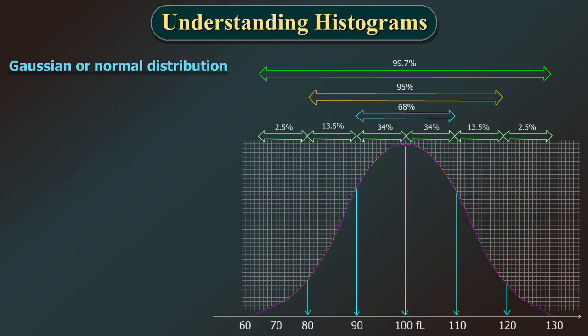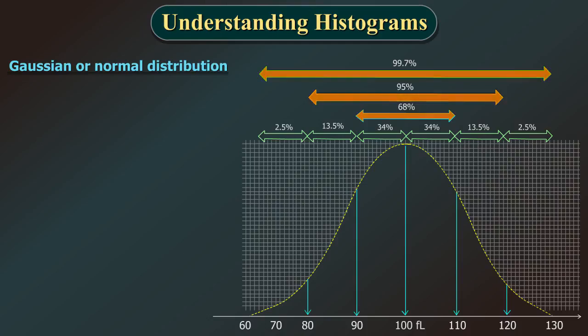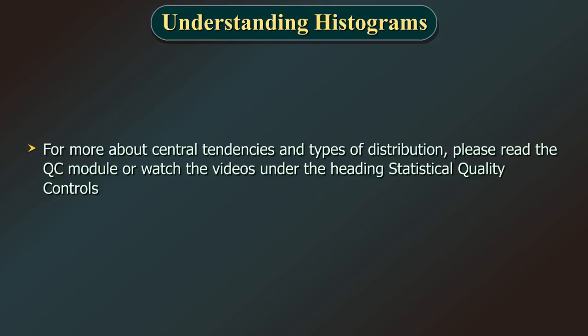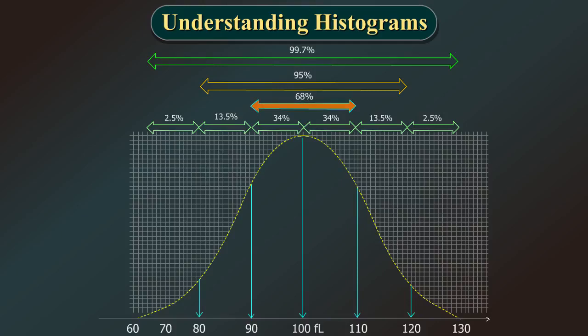Any parameter with Gaussian distribution falls in a bell-shaped curve when graphically distributed. The cells fall around a mean with equal dispersion around the mean, following what is called the 68-95-99.7 rule. In a normal distribution, the mean equals the median equals the mode. For more about central tendencies and types of distribution, please read the QC module or watch the videos under the heading Statistical Quality Controls. Let us examine the 68-95-99.7 rule with an illustration.